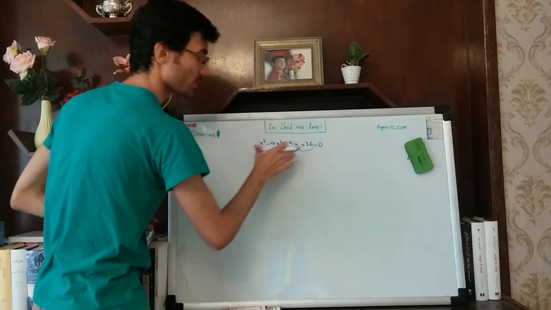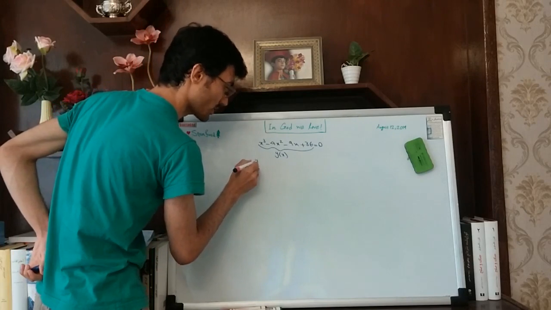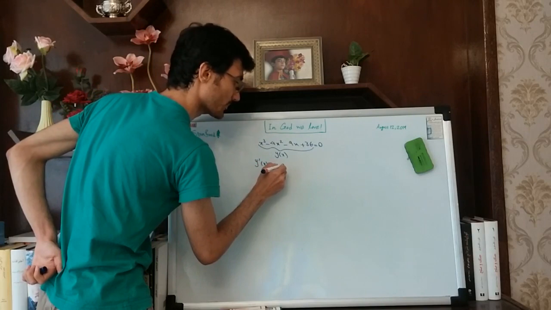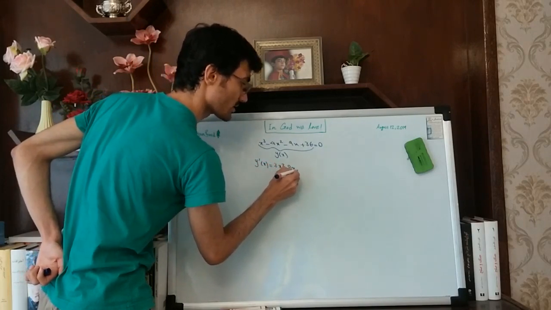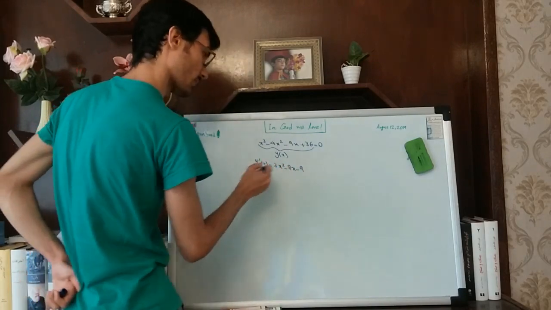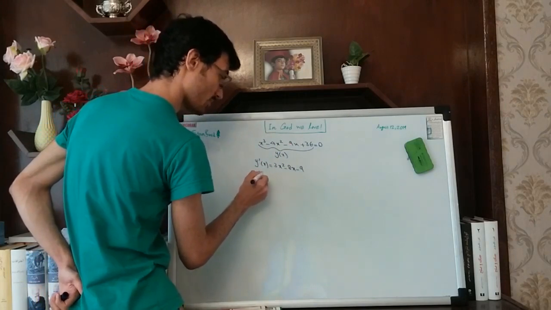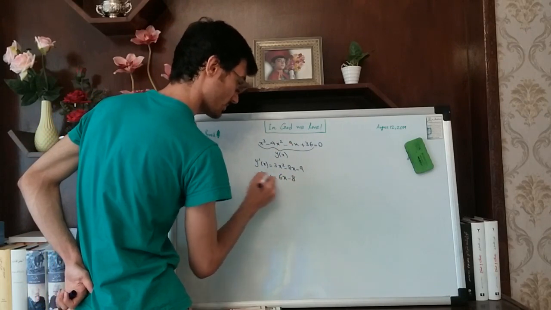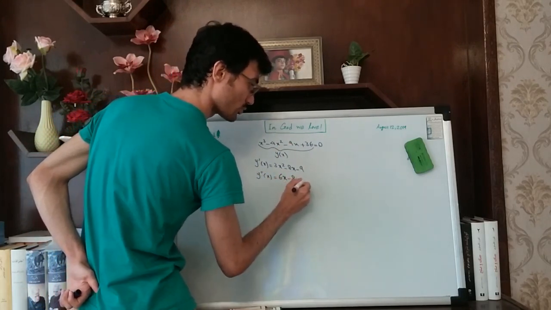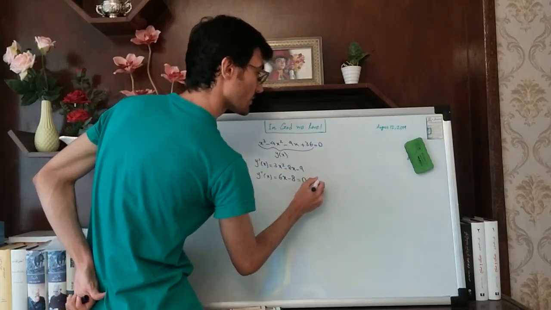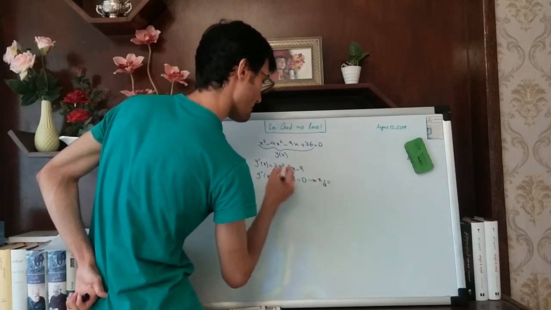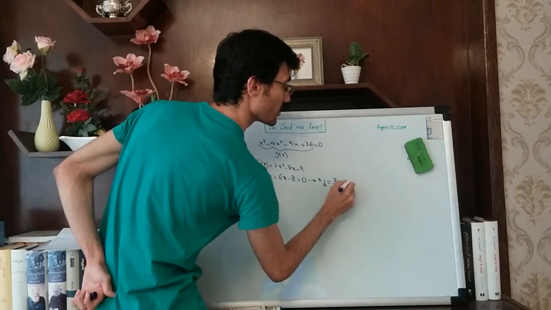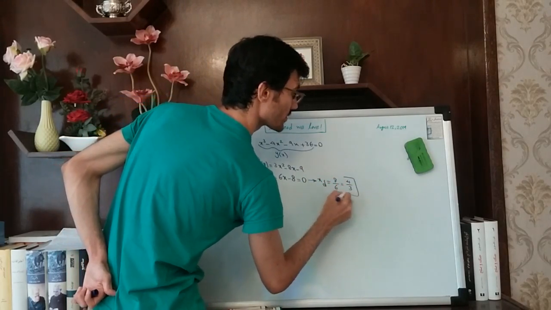Calling the left side y of x, y prime of x equals 3x squared minus 8x minus 9, and y double prime of x equals 6x minus 8. We should put it equal to 0 to find xt. x equals 8 over 6, or simply 4/3. This is our xt.